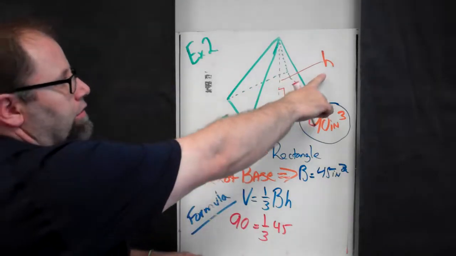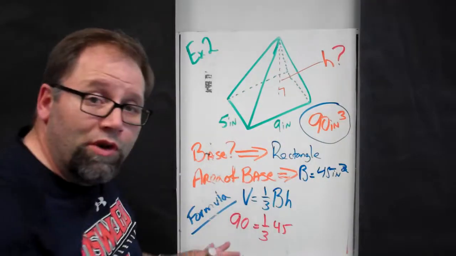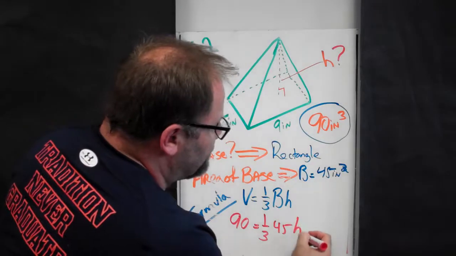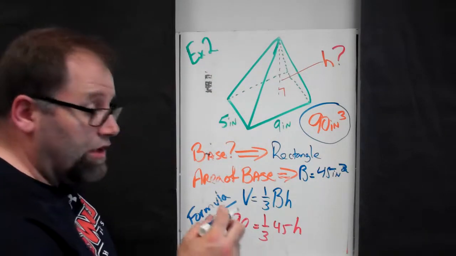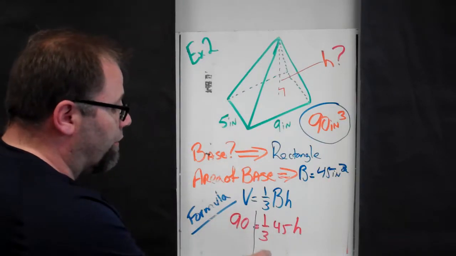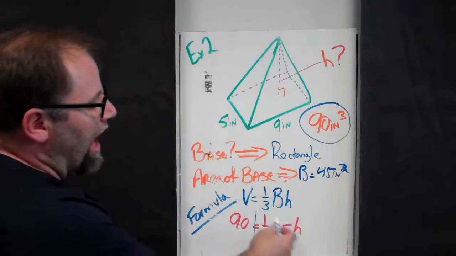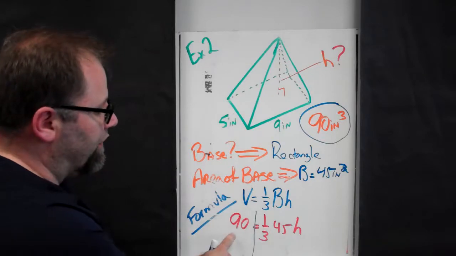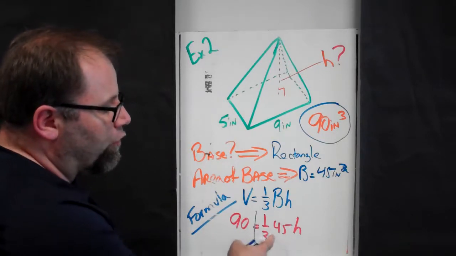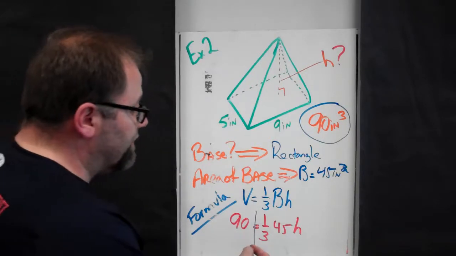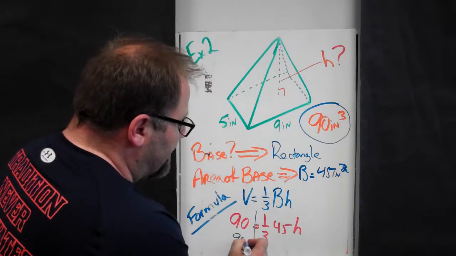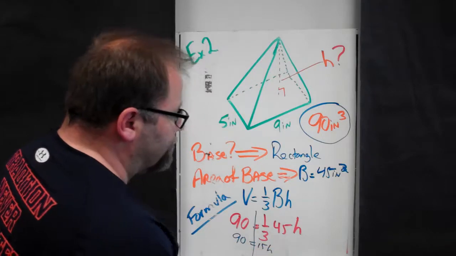Do we know the height? There we go. We don't know the height. So that leaves us just the variable H. So the first thing I would do is, if you want to, you can still draw the wall. I would solve some of this over here. So we've got 90 and 1/3 of 45. 1/3 of 45, or 45 divided by 3, is 15. So that'll leave us 90 equals 15H.